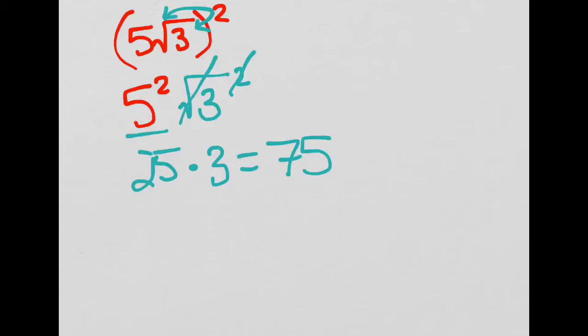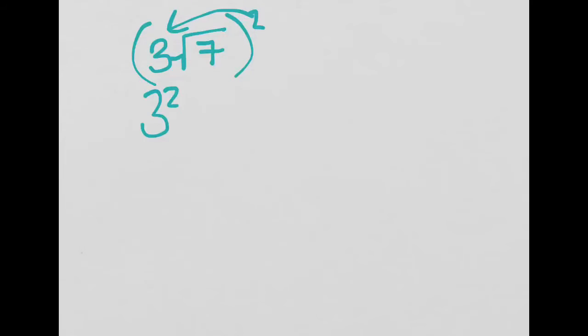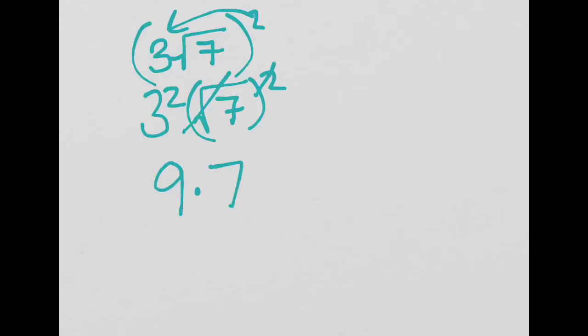If we have another one like that, let's say I have 3 times the square root of 7, and I'm squaring this. So I'm saying 3 squared, and then I'm saying the square root of 7 squared. 3 squared is 9. The square root of 7 squared cancels both of those terms out. So I'm saying 9 times 7, which gives me 63.